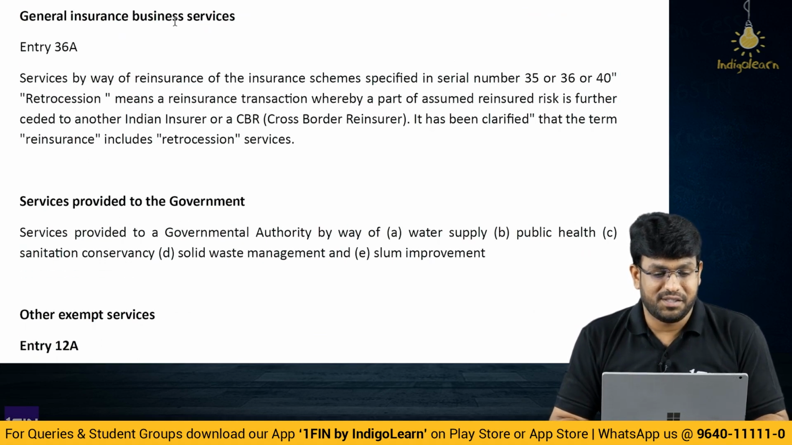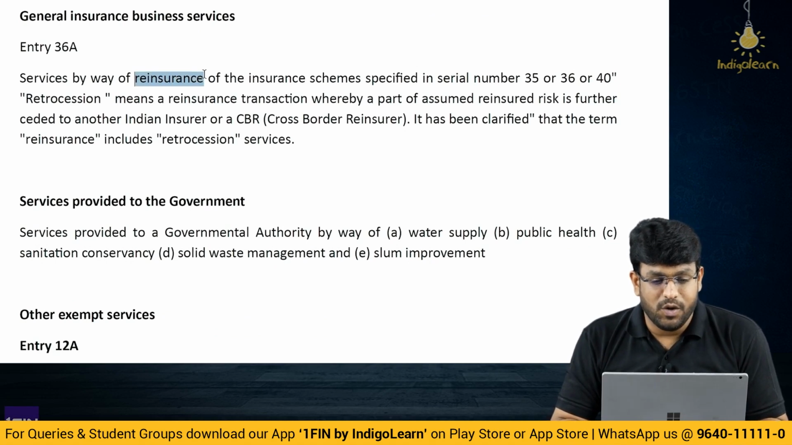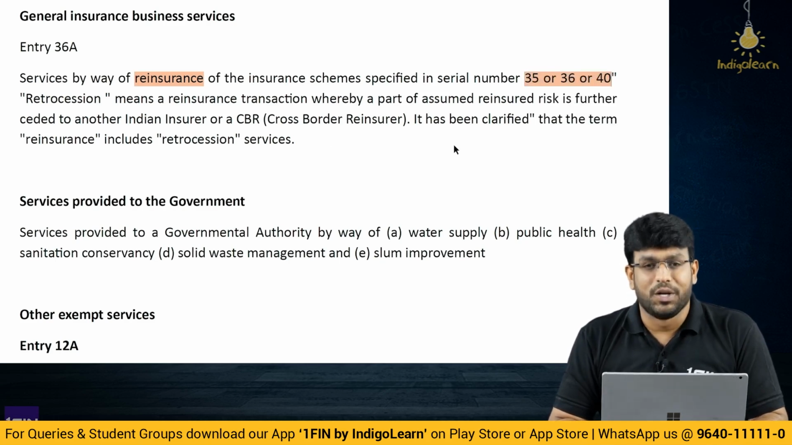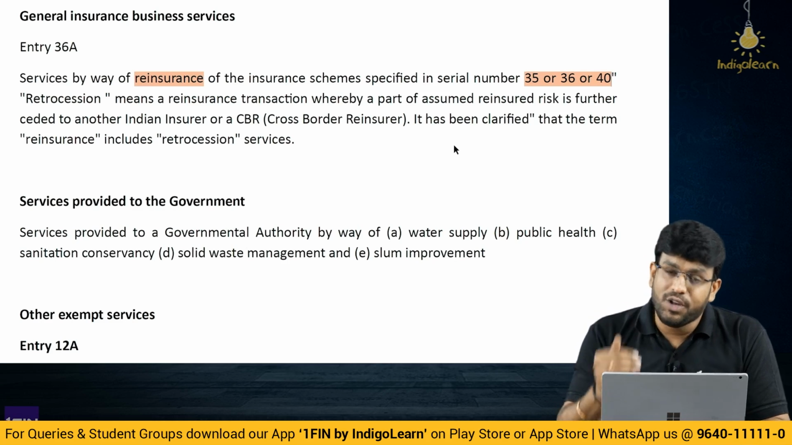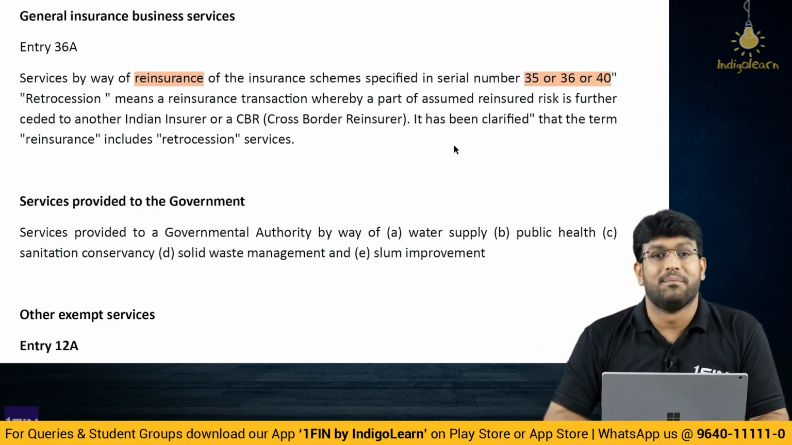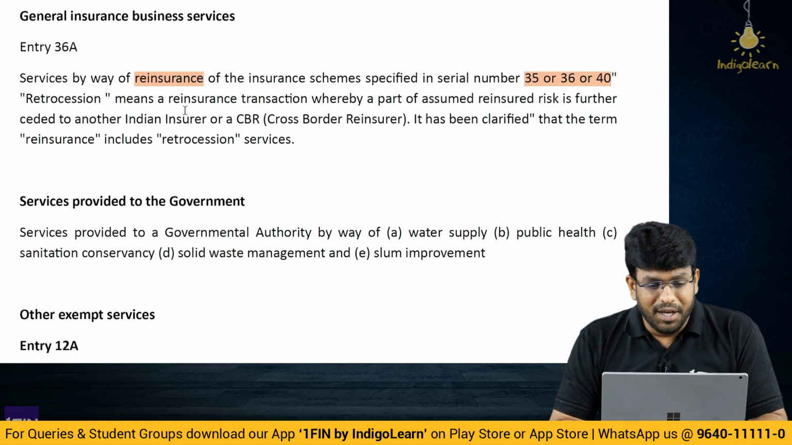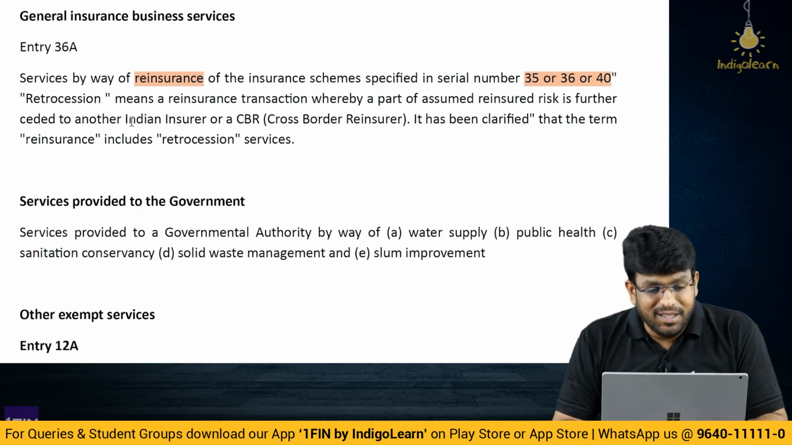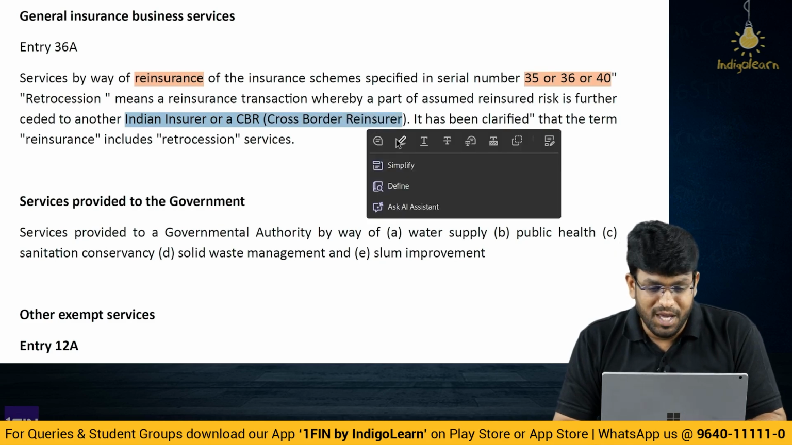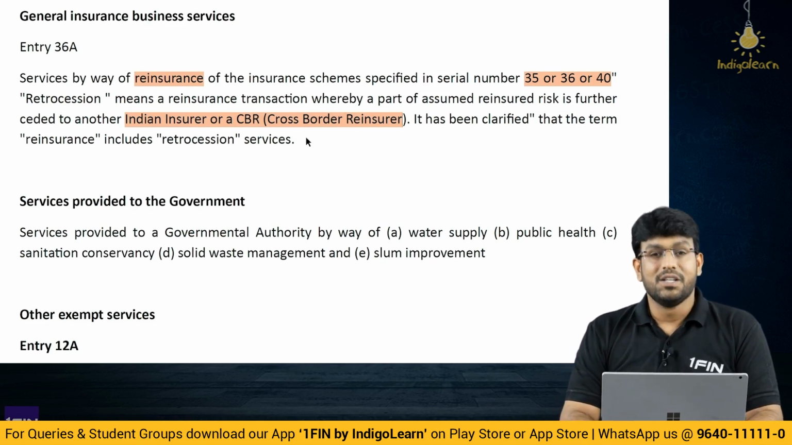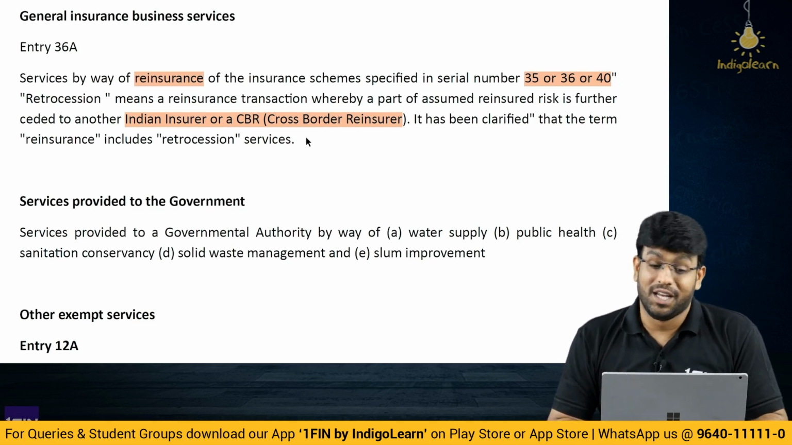General insurance business services. Services by way of reinsurance of the insurance schemes specified in serial number 35, 36, 40. They talk about cattle insurance, hut insurance, life insurance, some specified schemes, general insurance, some specified schemes, that is exempt. Reinsurance is also exempt. Reinsurance means some part of insurance is reinsured by the insurance company with another insurance company. Retrocession means a reinsurance transaction whereby a part of assumed reinsured risk is further ceded to another Indian insurer or a cross-border reinsurer. It has been clarified that the term reinsurance includes retrocession services. So reinsurance is again reinsured. That is called retrocession. That is also exempt.